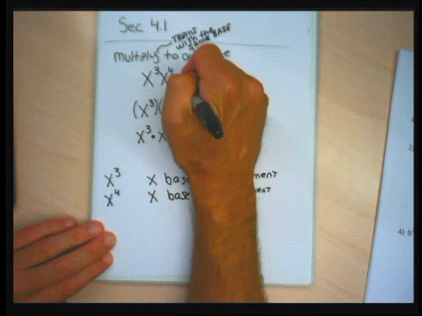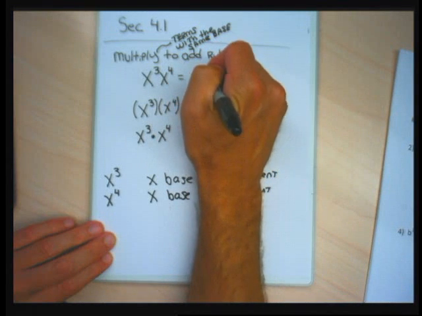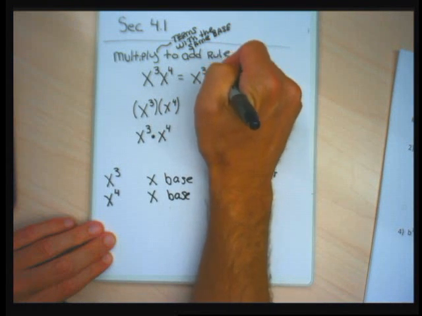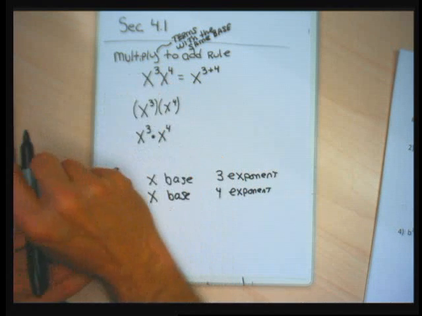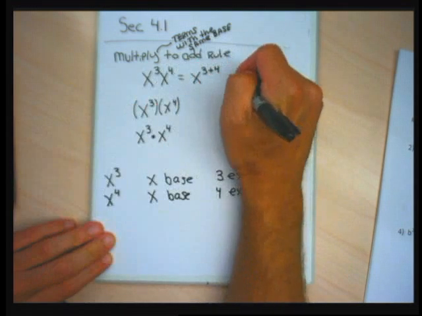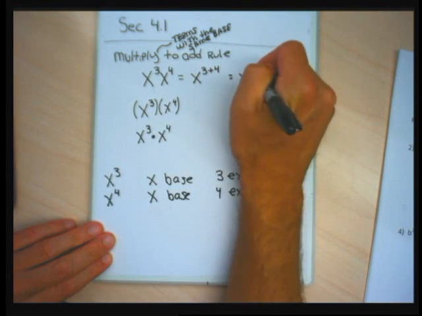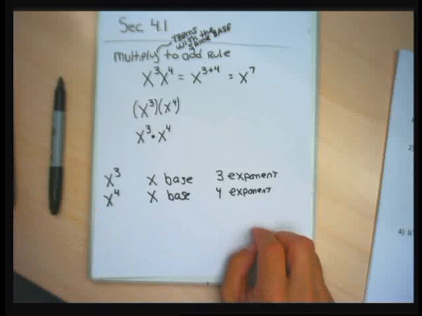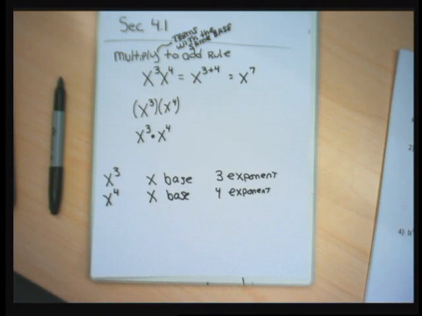So this problem can be solved by, instead of writing two x's each with its individual exponent, write one x and add the exponents. The answer to what x cubed times x to the fourth is x to the 7th. And I can show you why it works.